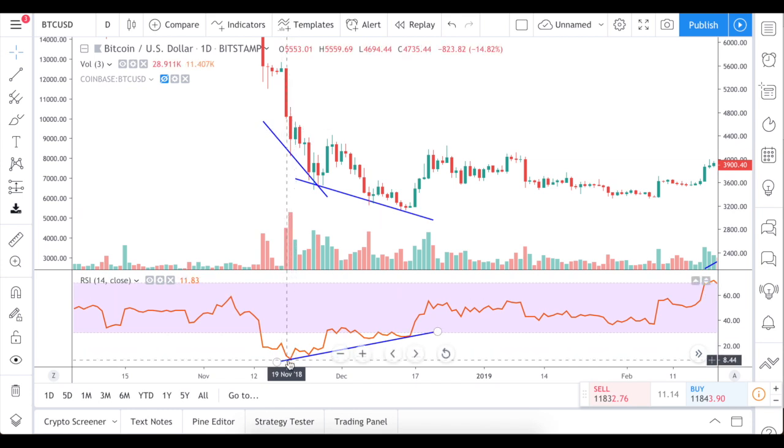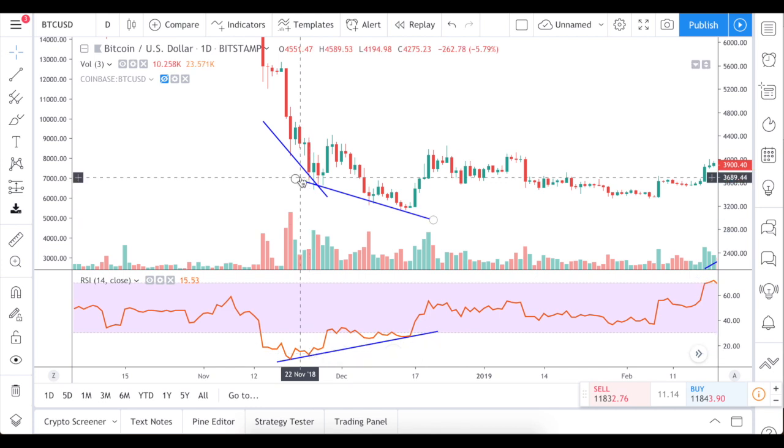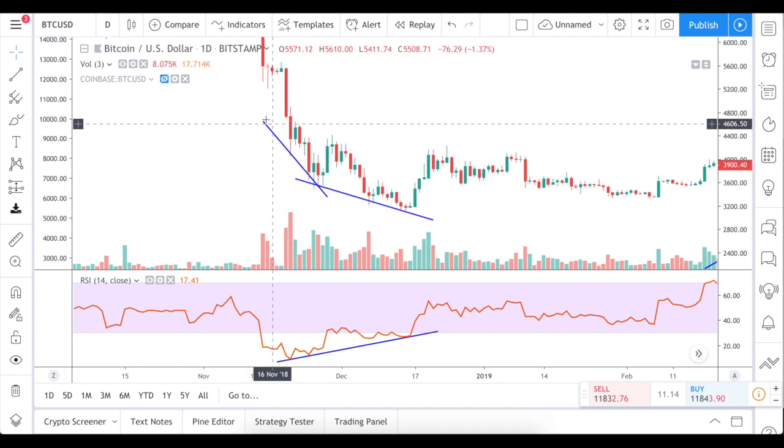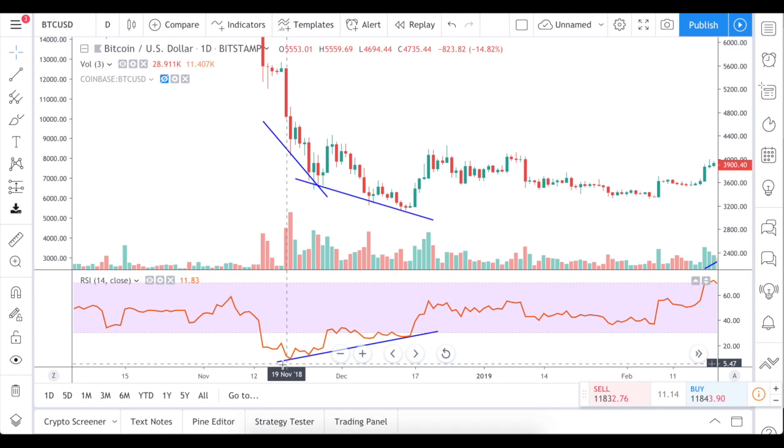So here, what do we see? The lowest point for the RSI, this was the low. The next low is over here. Let's see how the price was at the same time. The low was here, the next low was lower. So lows are going down on price. On the indicator, they are going up. This is bullish divergence because we are looking at the lows.